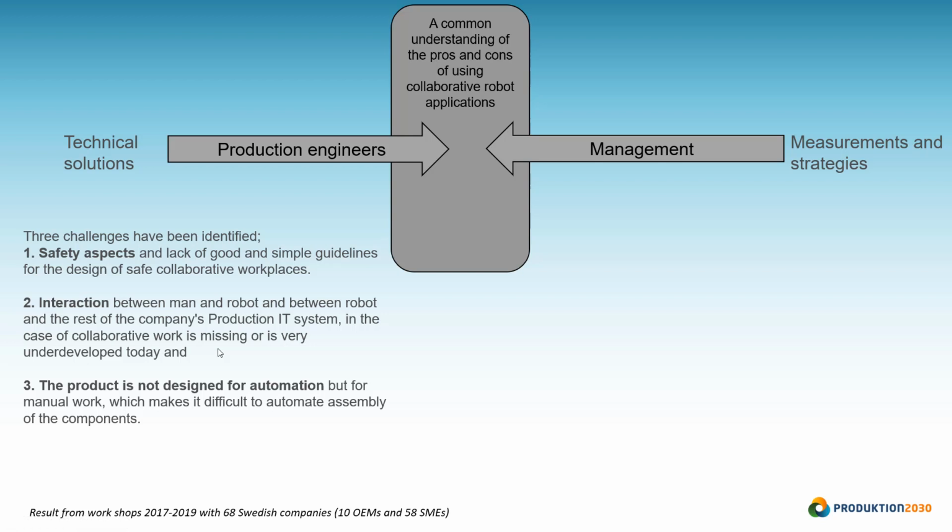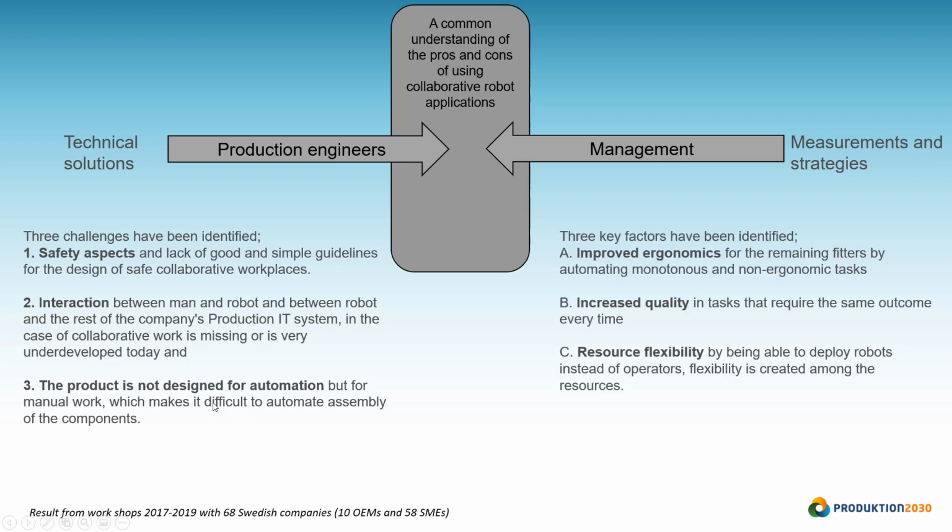The interaction between man and robot, and also production IT, and here is the level of interoperability. And the product is usually not designed for automation, but for manual work. So there is a lack of fixtures, positioning, and so on, which is needed if you want to have a robot application.